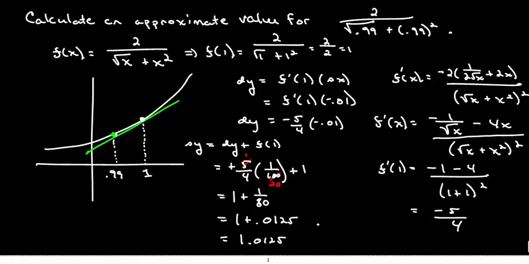Now let me be clear on what I forgot to write down here. This guy right here, delta x, the change in the x value from here to here, is negative 0.01 because we're moving to the left. Had I moved to the right to 1.01, then it would have been a positive 0.01. So because I'm moving to the left, this guy is negative.